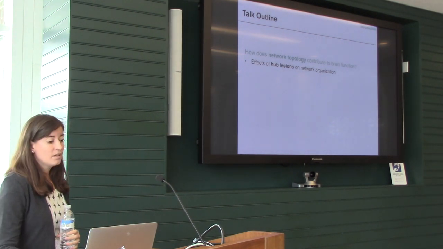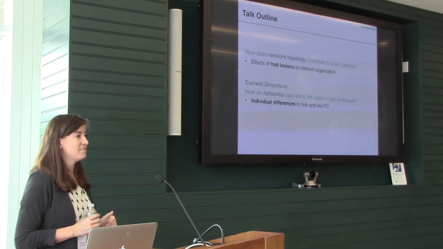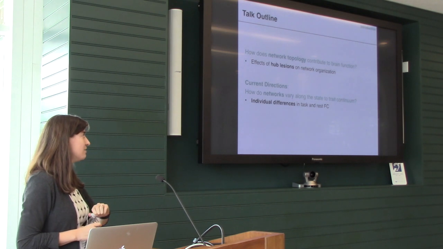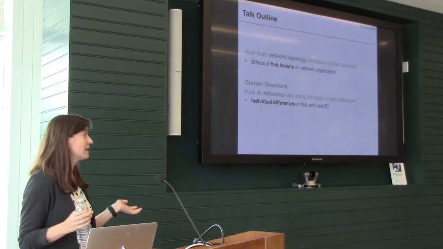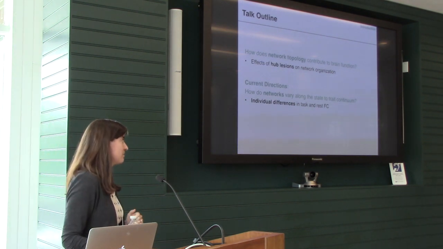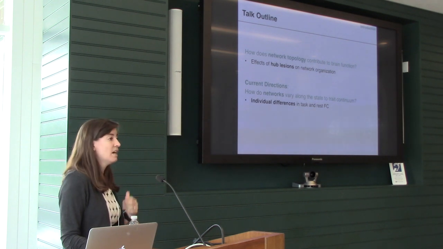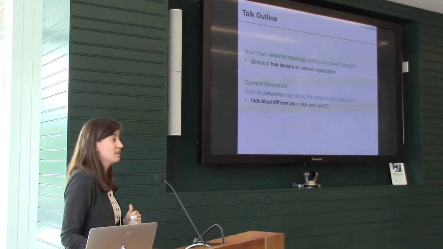And in the second half of the talk, taking off of Chris's presentation, I'm going to look at how networks might vary along different timescales. Here, looking at much longer timescales and using measures more similar to resting state fMRI. So we'll look at both individual differences as well as how these networks might change between task and rest contexts.